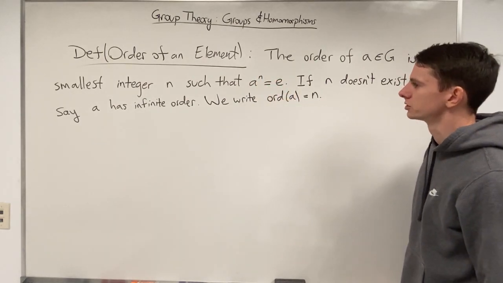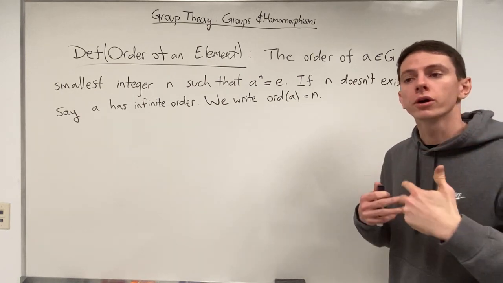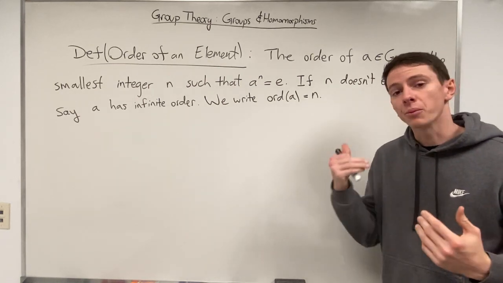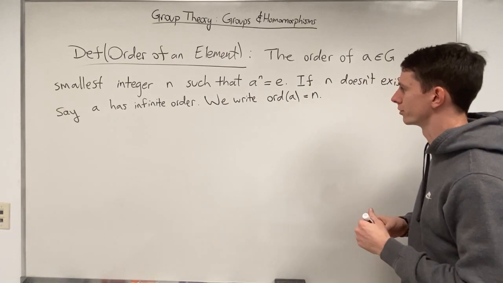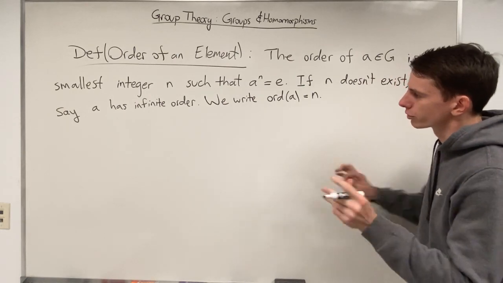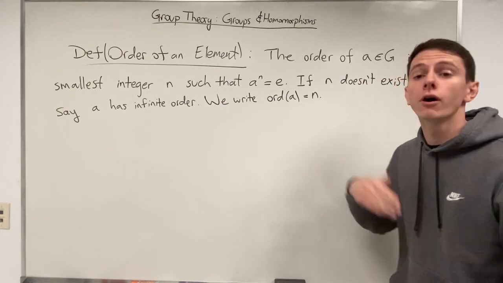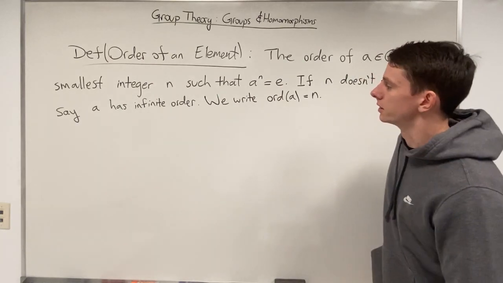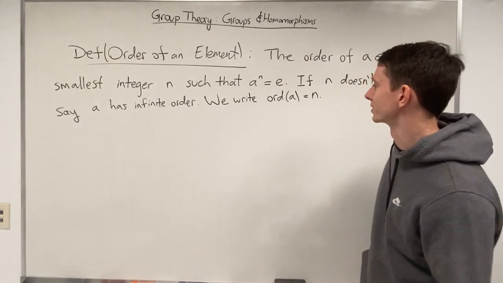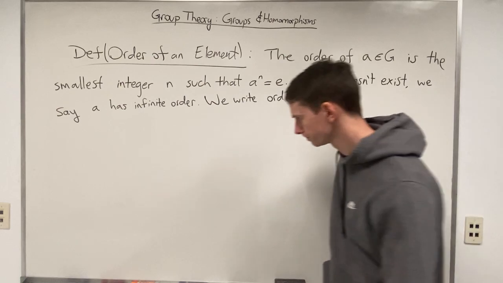Okay. So this is very different than the order of a group, which is simply how many elements are contained within the group. Let's go through just a specific example involving the cyclic group, or an instance of the cyclic group, to help us understand this.